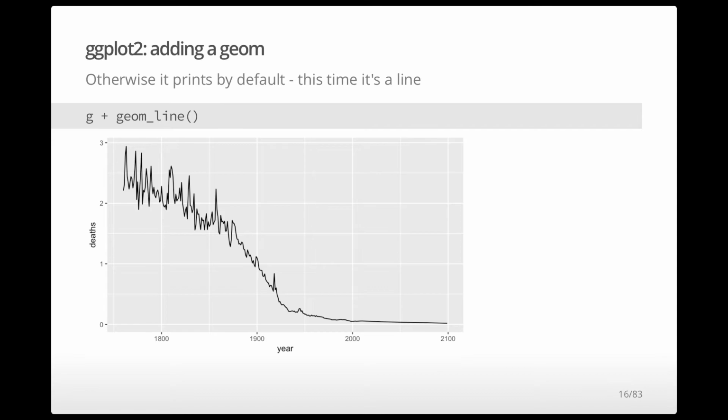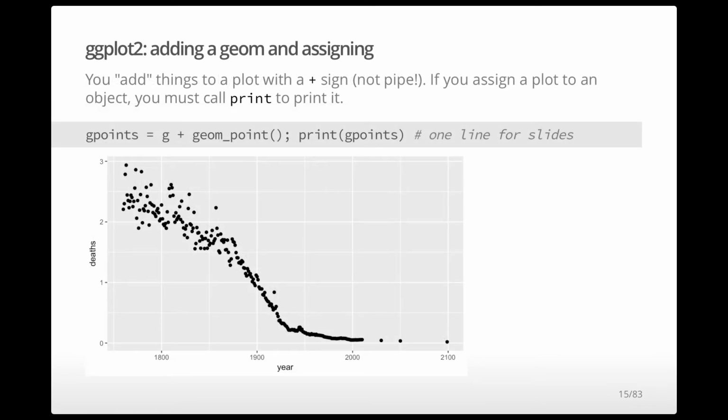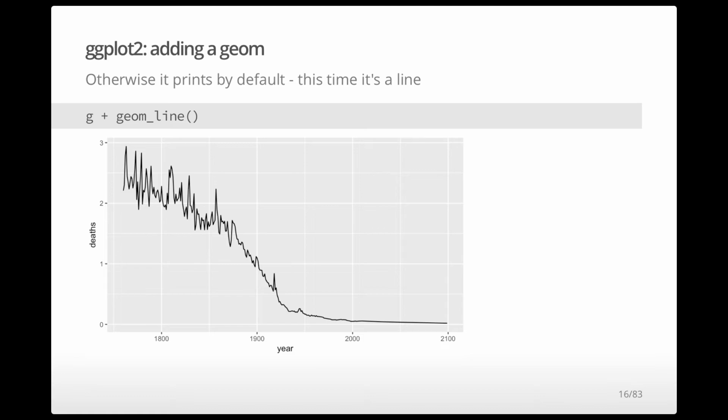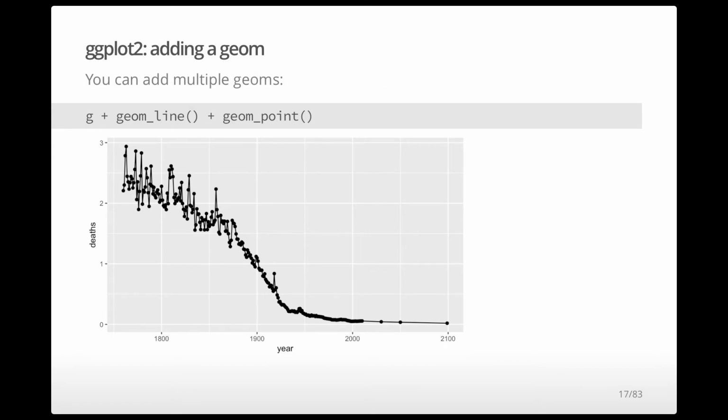So G, remember G just set the X and the Y. And back here we said, let's add some points. It's like, you know what? This doesn't make sense as points. This makes more sense as a line. So we said G plus geom_line. So instead of adding points, we added a line. So that's what it says. It says connect these things by a line. Well, it's like, you know what? I can't really see where the data is. Let's add them both.